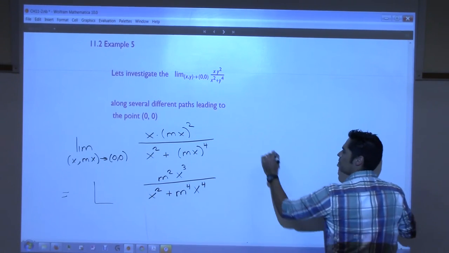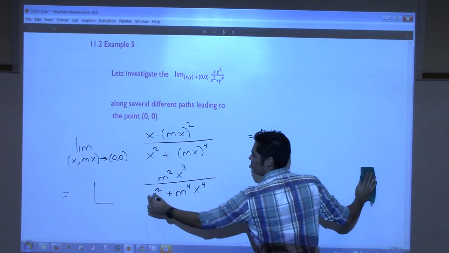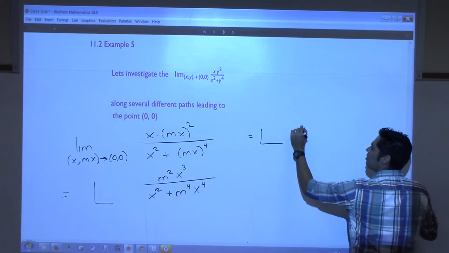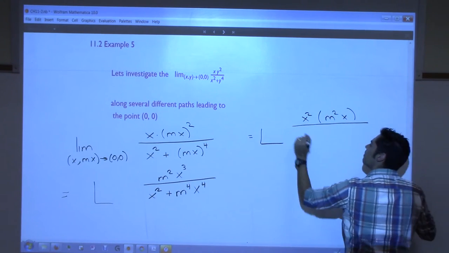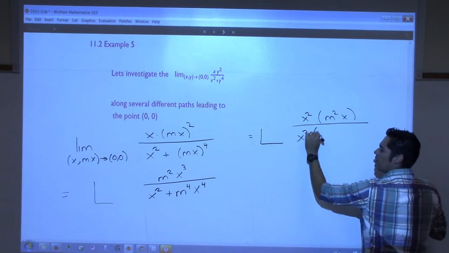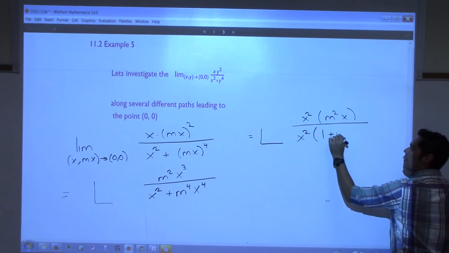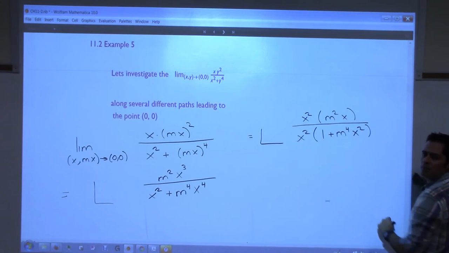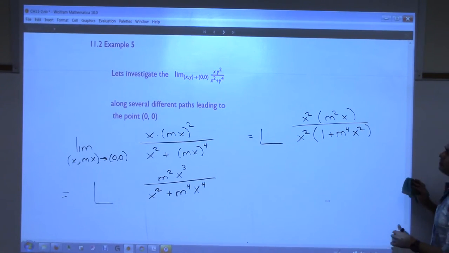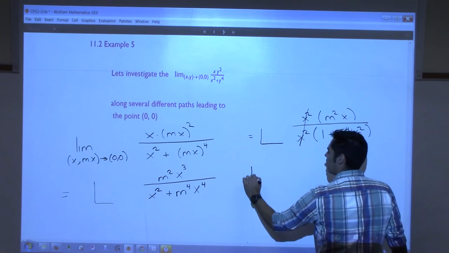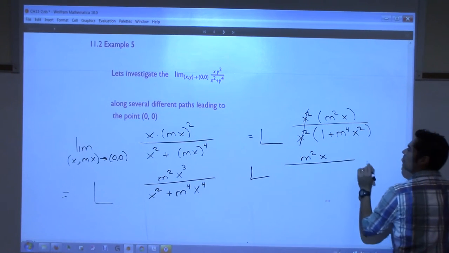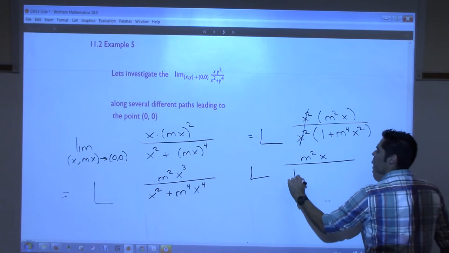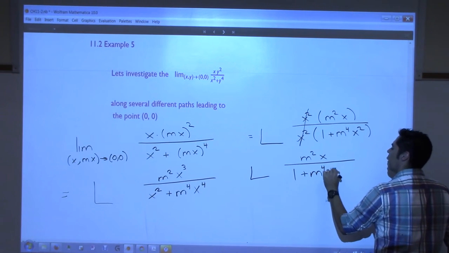This limit becomes: factor out an x squared on the top. You're left with m squared x. And on the bottom, pull the x squared out. You're left with 1 plus m to the fourth x squared. We good? Just algebra here? Cancel. And so we're left with the limit of m squared x over 1 plus m to the fourth x squared.